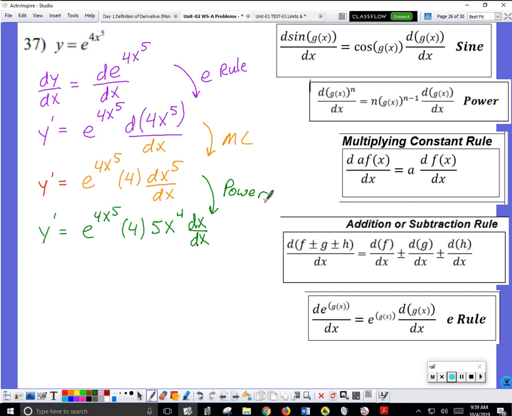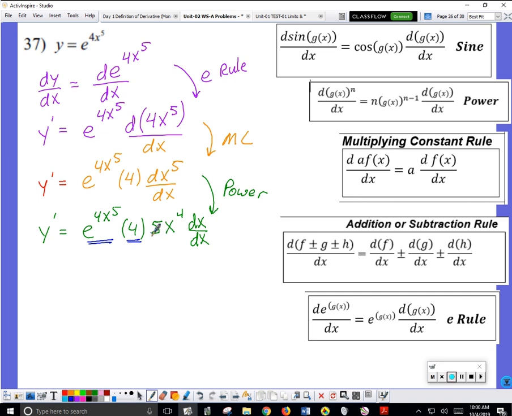So heads up, what are the factors now of y prime? What are the items that are being multiplied to create y prime? Okay, everybody for this one? What are the factors of y prime? Let's go Canyon. Just e to the 4x to the 5, and then 4 and 5x.